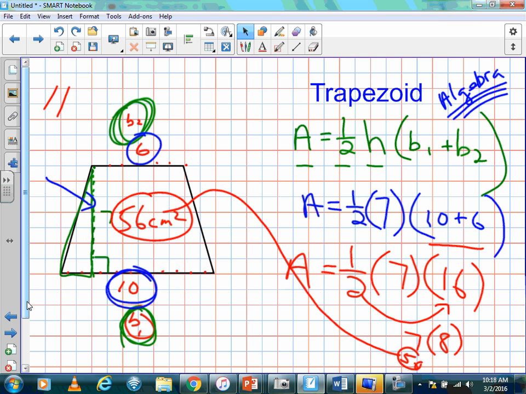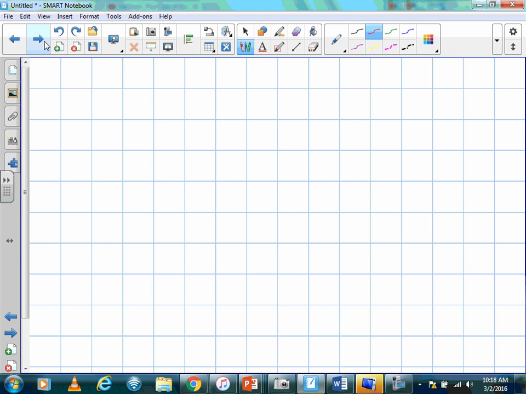And you actually could try to count them, 1, 2, 3, 4, 5, 6, but that would be a little hard, okay? This is the formula. If you guys can memorize this, that would be great. Now, I know for homework, it looked like this. 1/2 B1 plus B2 times H. It's the same thing.